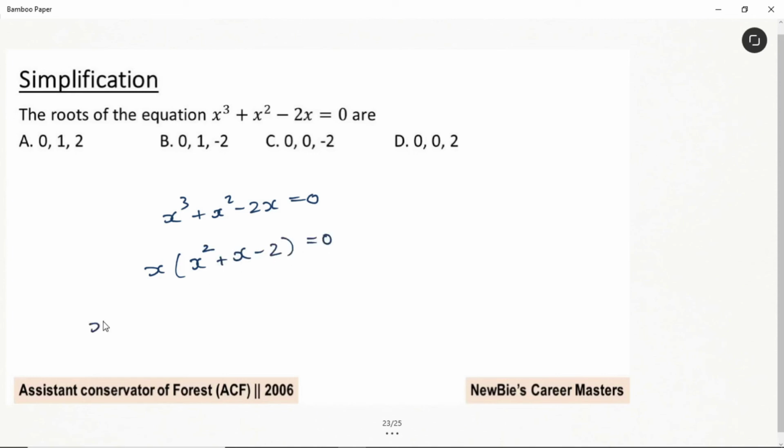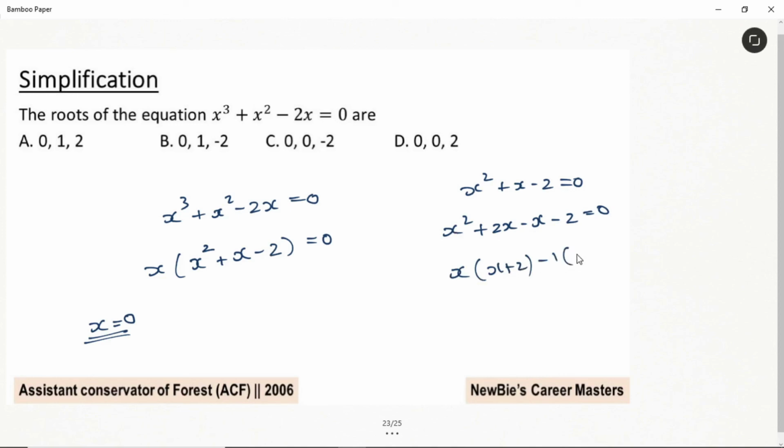That means one value for x is fixed. That is 0. Correct. Now, take this out. X square plus x minus 2 is equal to 0. Quadratic equation. Correct. How we can arrange this? X square plus 2x minus x minus 2 is equal to 0. Correct. Next step is x common, x plus 2, and here minus 1 common, x plus 2 is equal to 0. Then x minus 1, this is basic quadratic equation method.